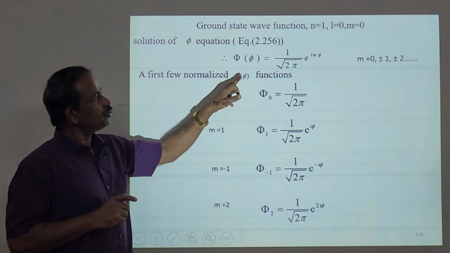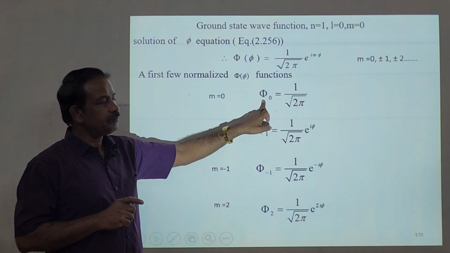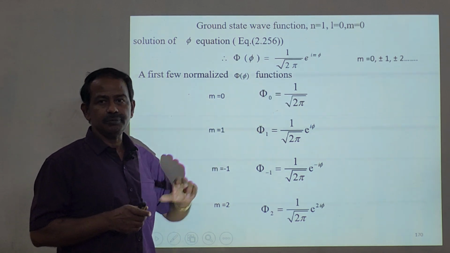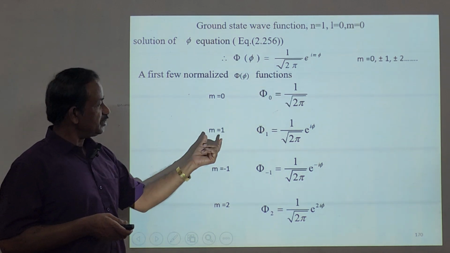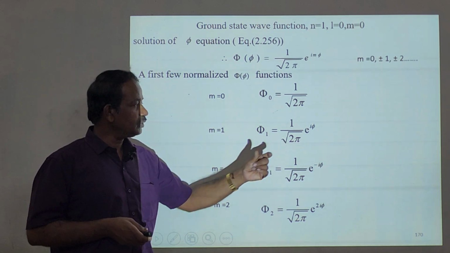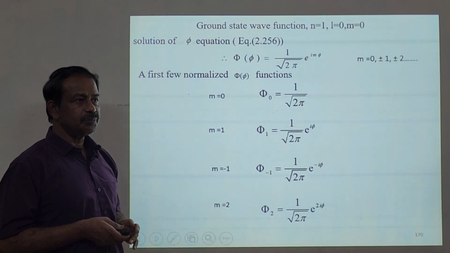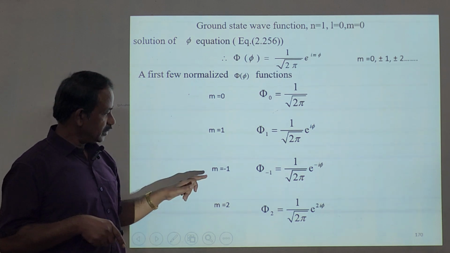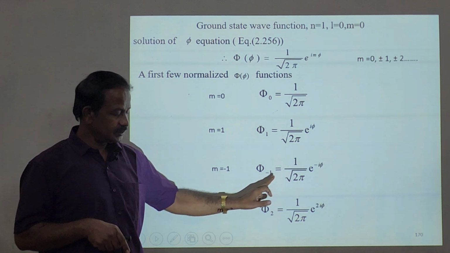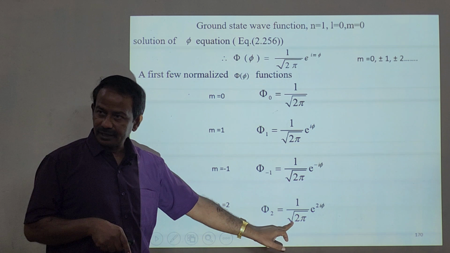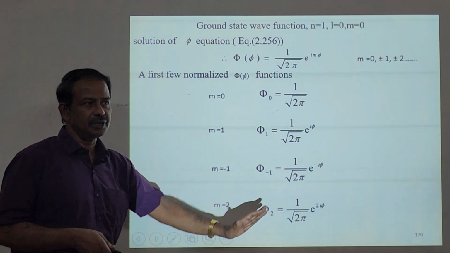For m equal to 0, you substitute m equal to 0, you will have phi 0 which is equal to 1 divided by root 2 pi. M equals 1, you will have this: phi 1 equals 1 by root 2 pi e power i phi. M equal to minus 1, you will get this. M equal to 2, you can have this expression. Correct? Very simple one.